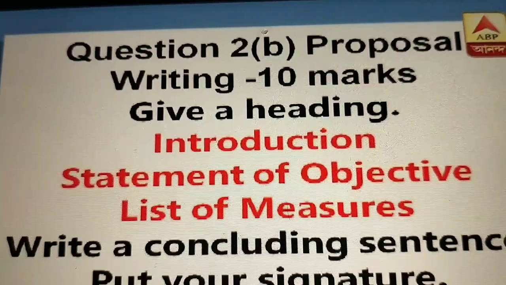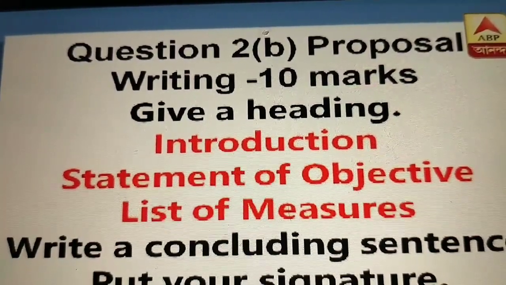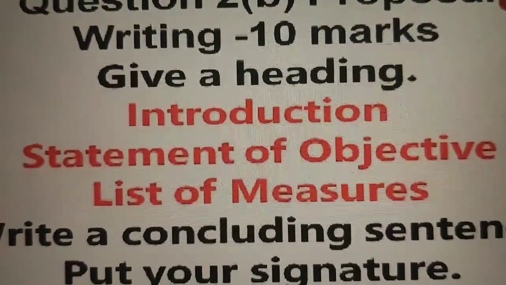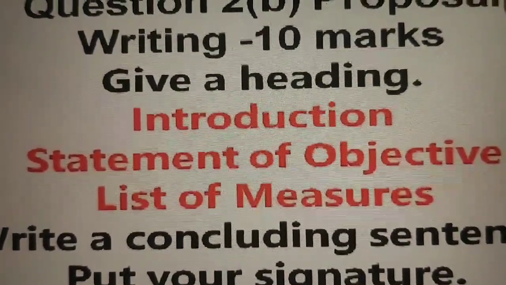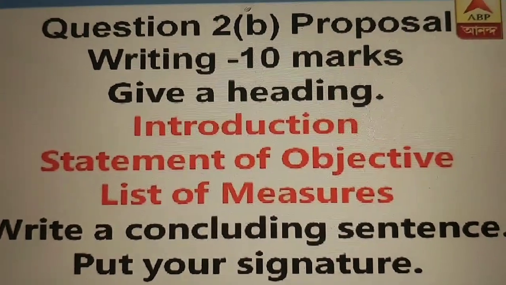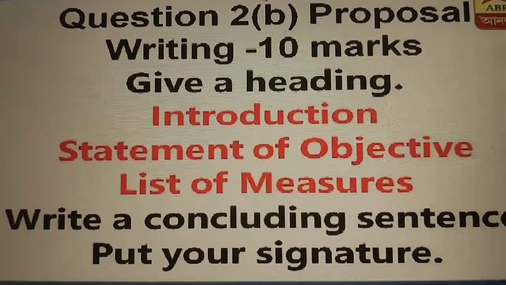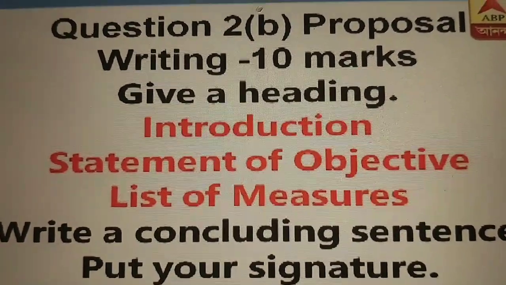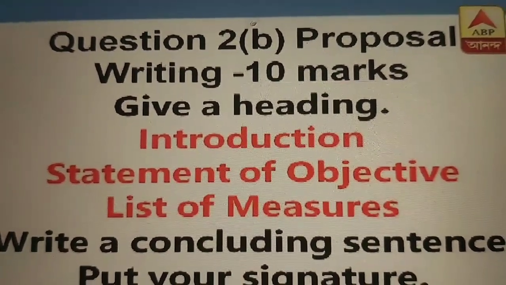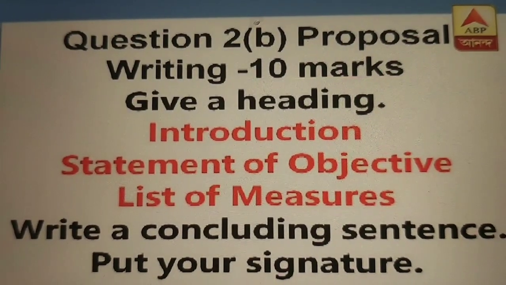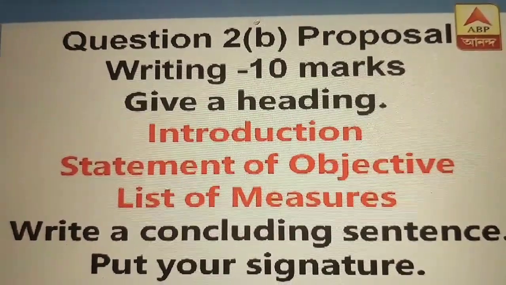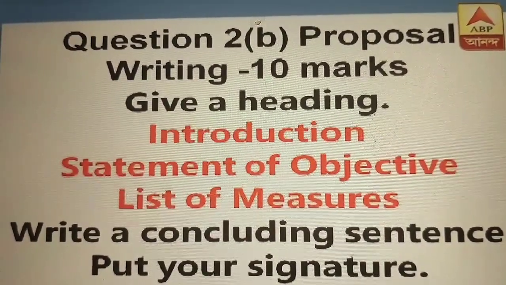But those 3 in red, introduction, statement of objectives, and list of measures, are the 3 subheadings that you will need to write when you are writing a proposal. So you have to write introduction and then write the introduction. You have to write statement of objective and then write the statement of objective. Then you have to write list of measures, and then you write down the list of measures. And then you end your proposal with a concluding sentence. And then finally, you put your signature. That is how you attempt a proposal writing question.